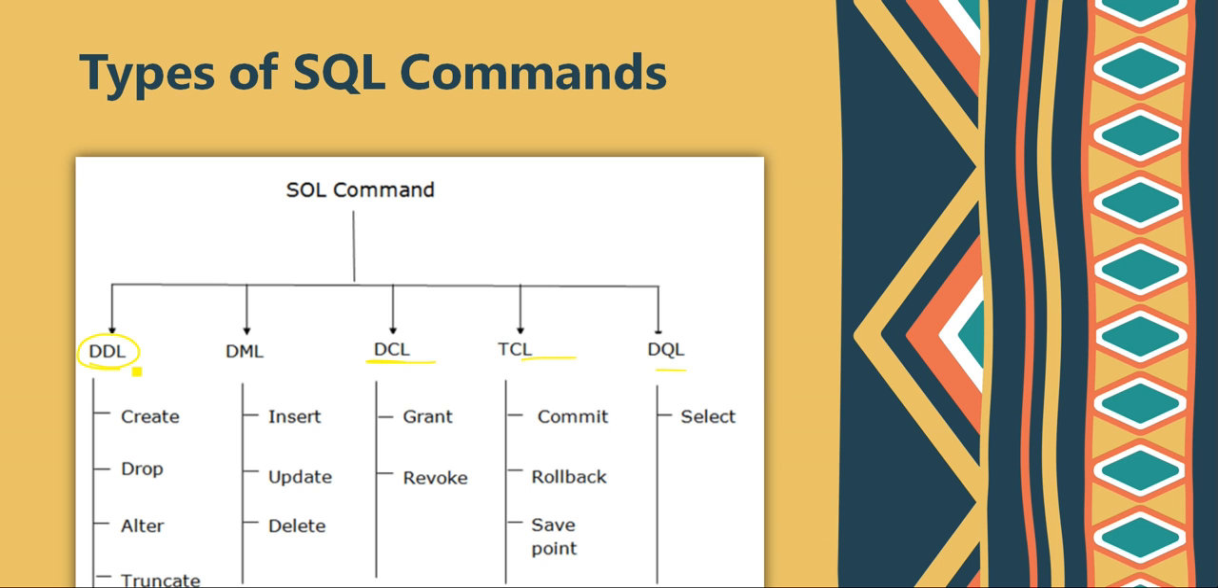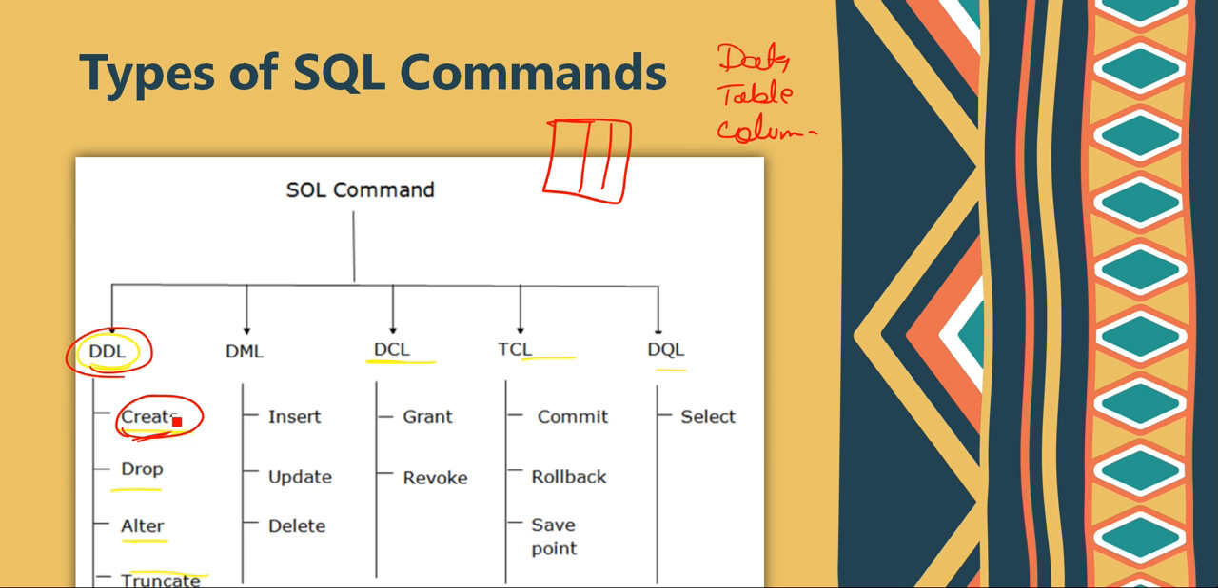In data definition language we have create, drop, alter and truncate. Create means creating anything in our database. It can be a database itself, a table, or a column in a table. So all kinds of creation under DDL are done with the create command. Drop means deleting. We will discuss the difference between drop and truncate, but for now drop is also used to delete, and alter is used to change anything.